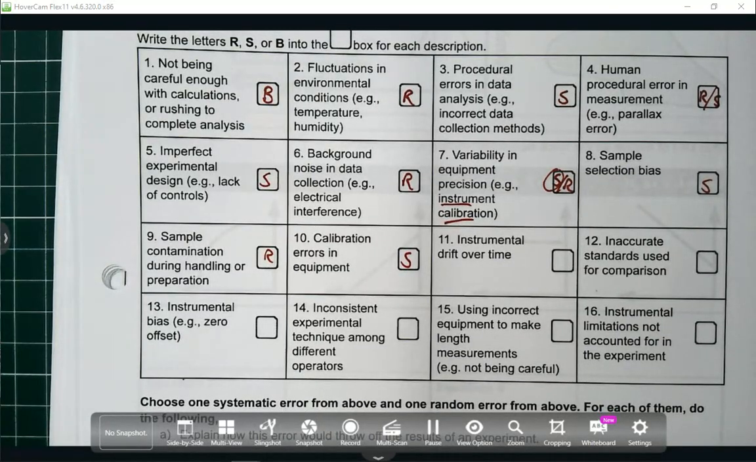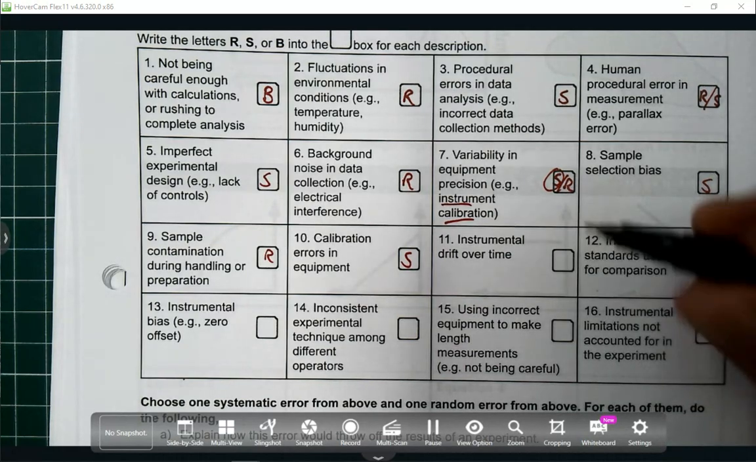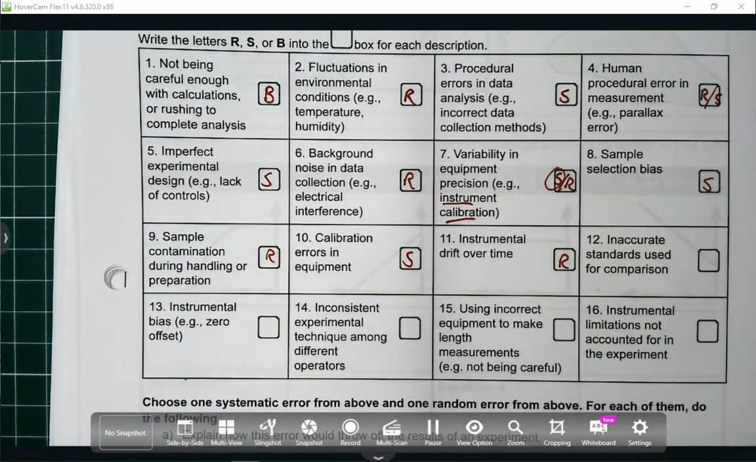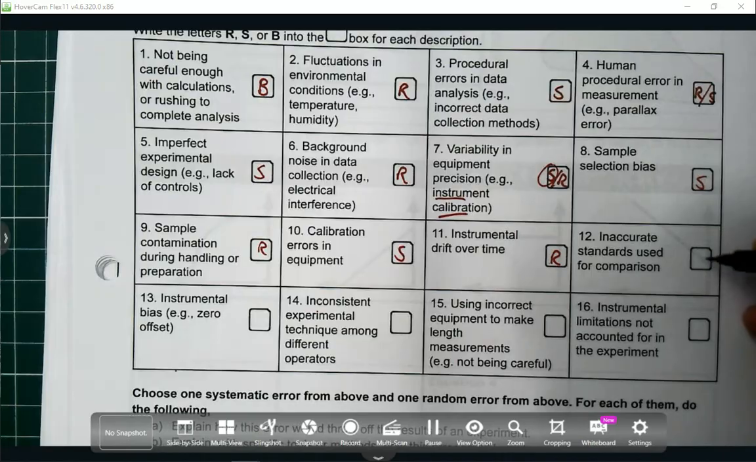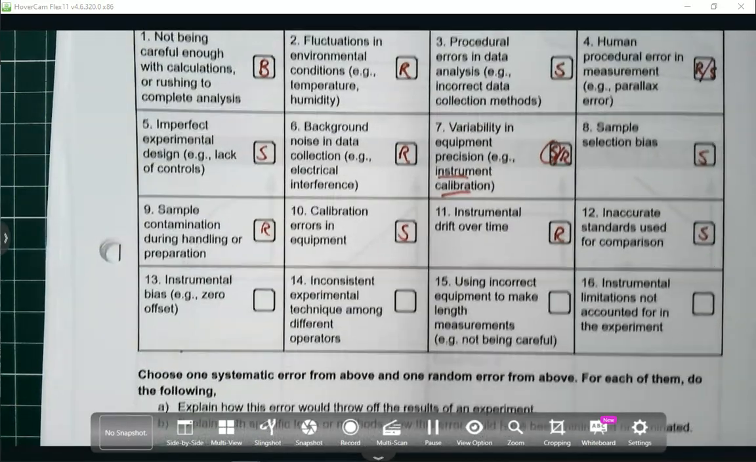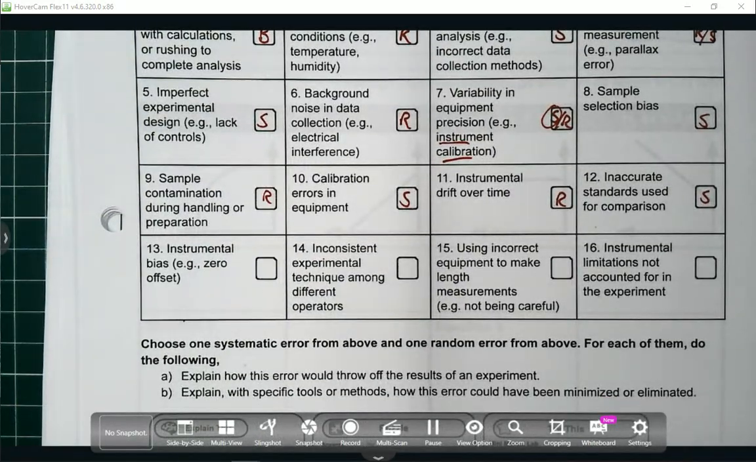Instrumental drift over time. What does that even mean, instrumental drift? I kind of suggested that there could be environmental factors. Like over time, could a balance slide slowly out of calibration? That would be random. Inaccurate standards used for comparison. Systematic. Instrumental bias. So like having 0 be offset.